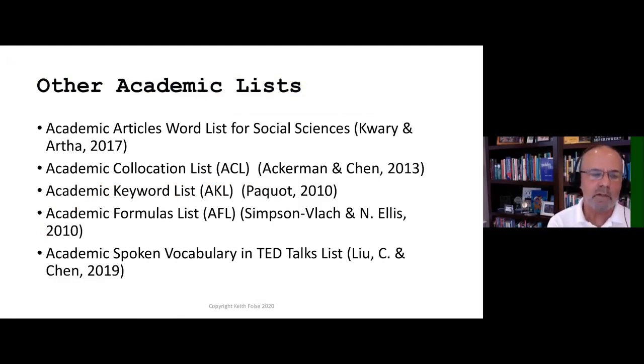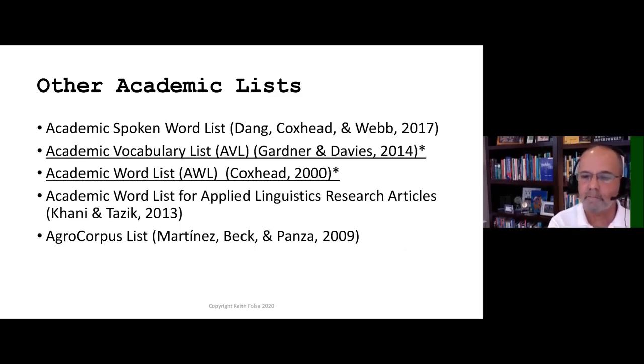Other academic word lists. I'll let you read through these really quickly. I'm going to present only 2 slides here with 5 or 6 on each slide. How many of these lists have you ever seen, or have you ever heard of before? I knew the academic formulas list. I was familiar with that. The academic keyword list is a pretty cool list. I didn't know about that one. The collocation list I had heard of. The other 2 I had not heard of.